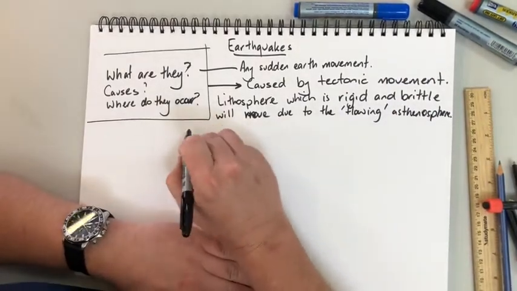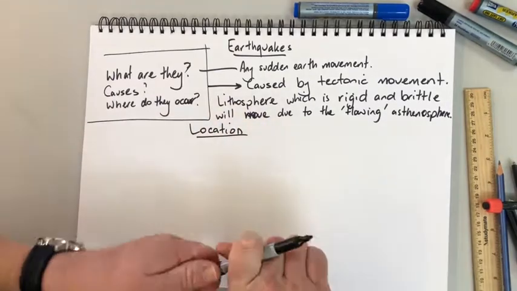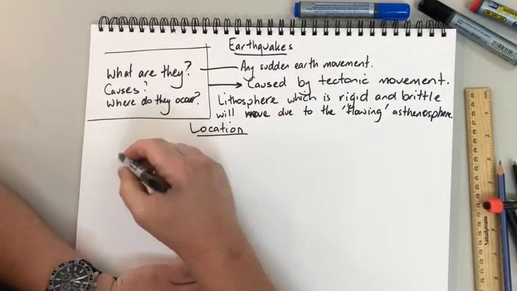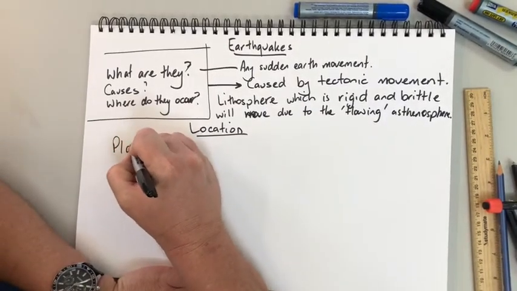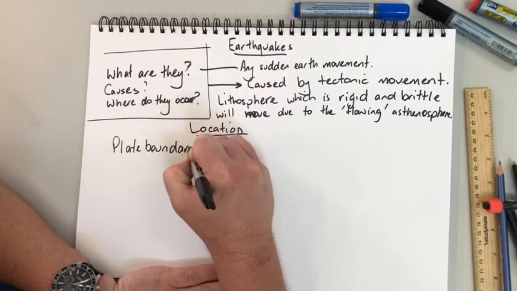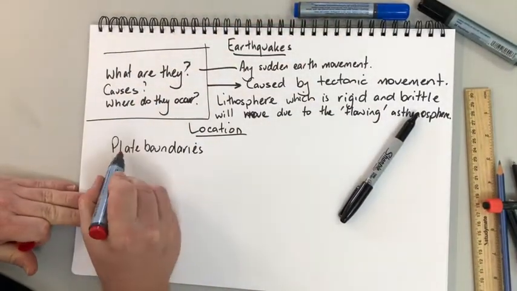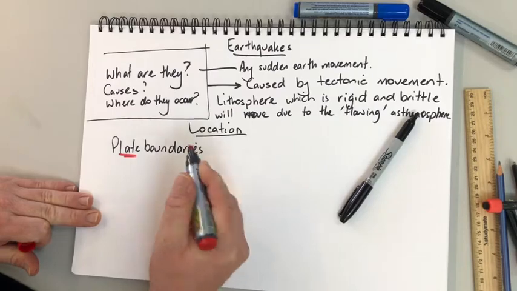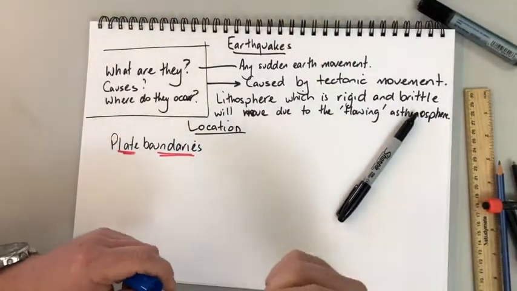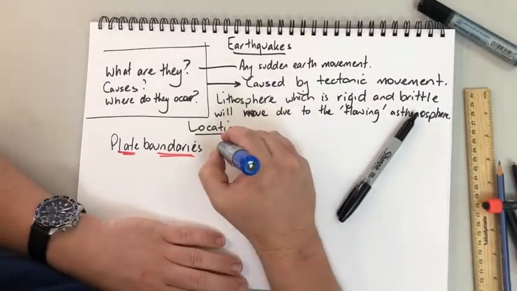Where do they occur? Well, you're going to know the answer to this, but earthquakes primarily occur on plate boundaries. So let's look at our types of earthquakes. Let's look at our collision.